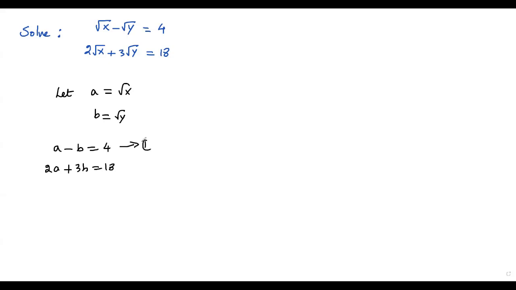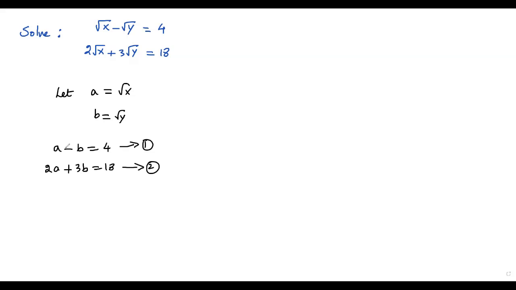Let me take this as equation number 1 and this as equation number 2. I can solve this system of equations either by elimination method or substitution method. I'm going to solve this system by elimination method. That is, I'm going to eliminate one of the variables so that I can get the value of the other variable. I think I can eliminate the variable b over here. Here we have a negative sign for b in the first equation, and a positive sign for b in the second equation.